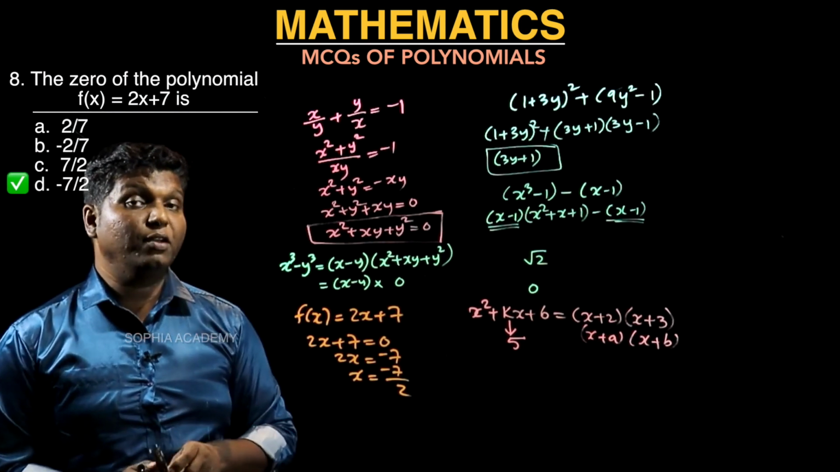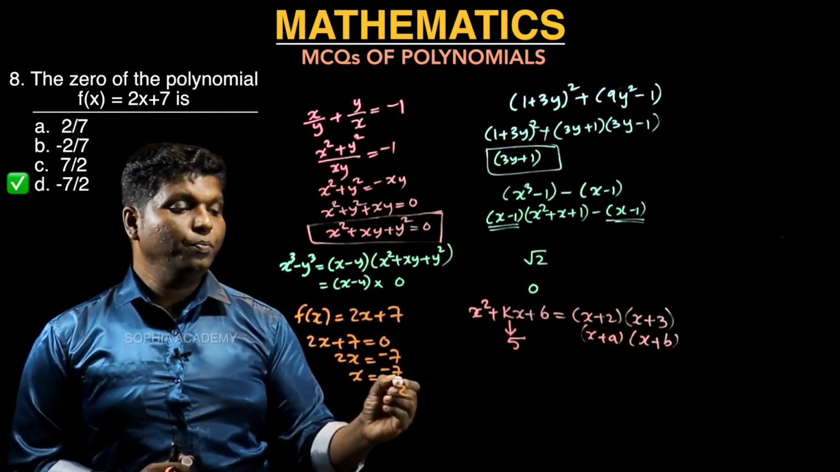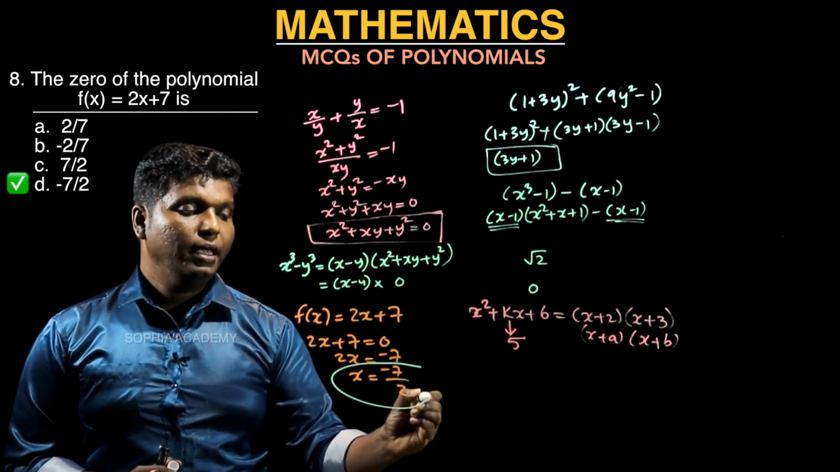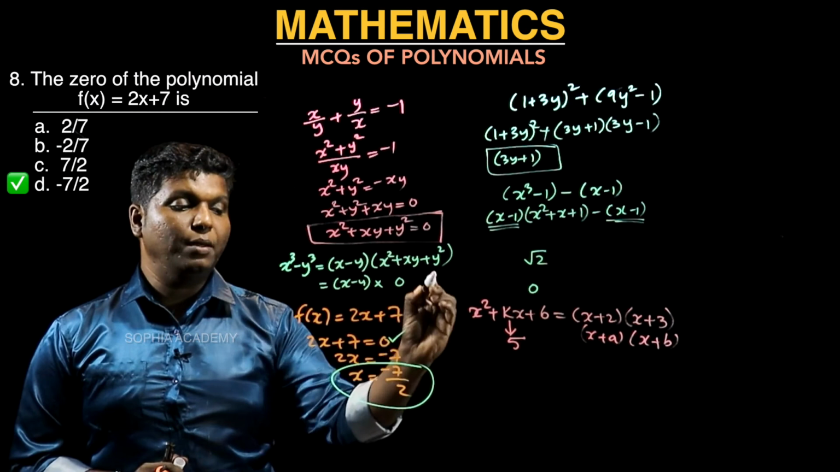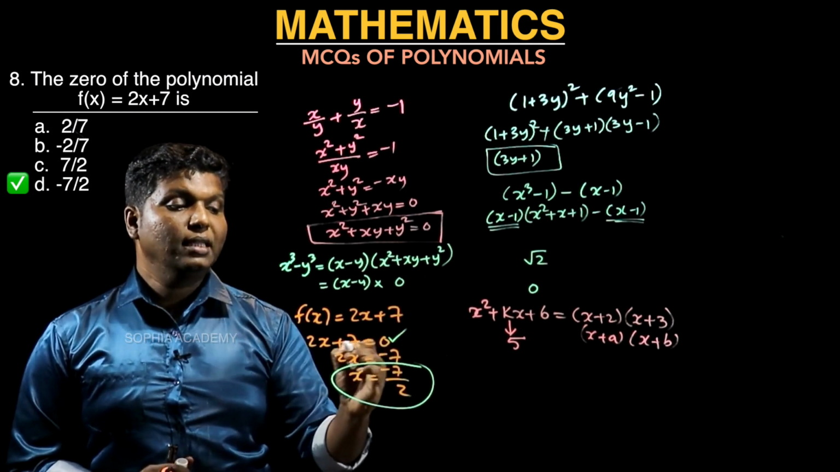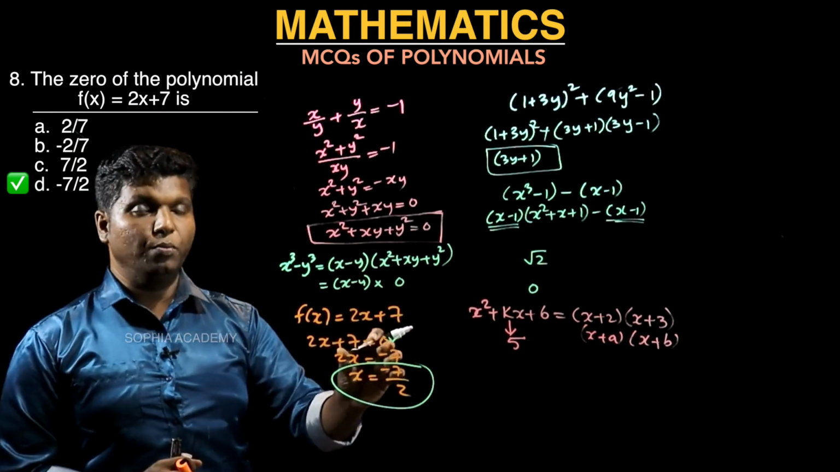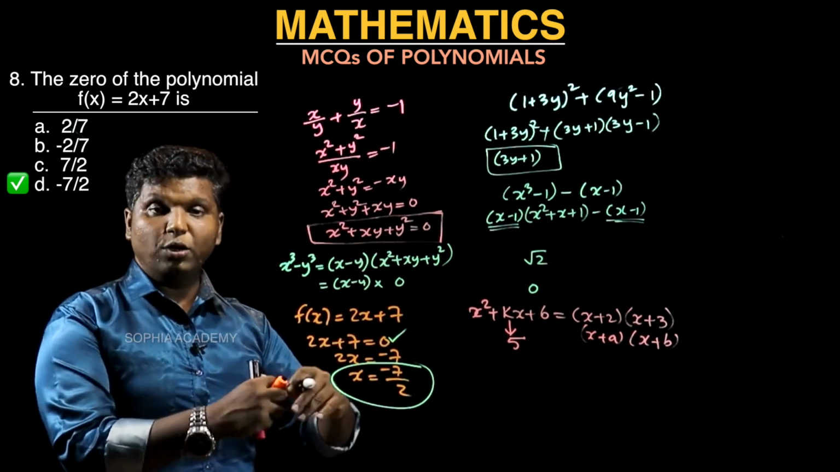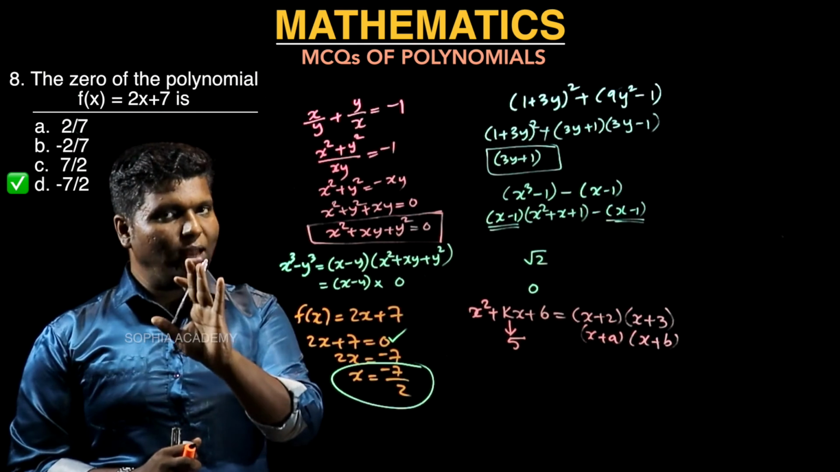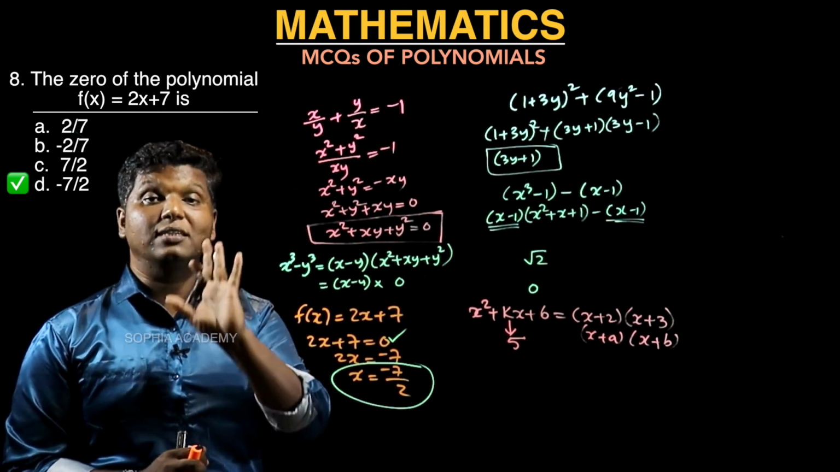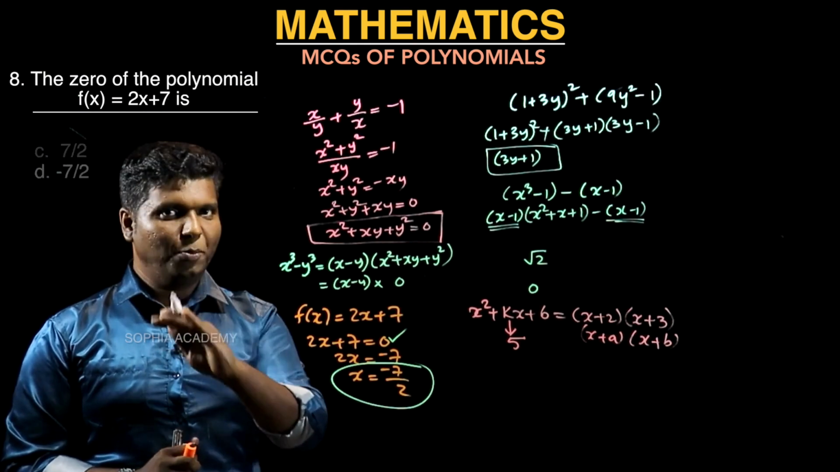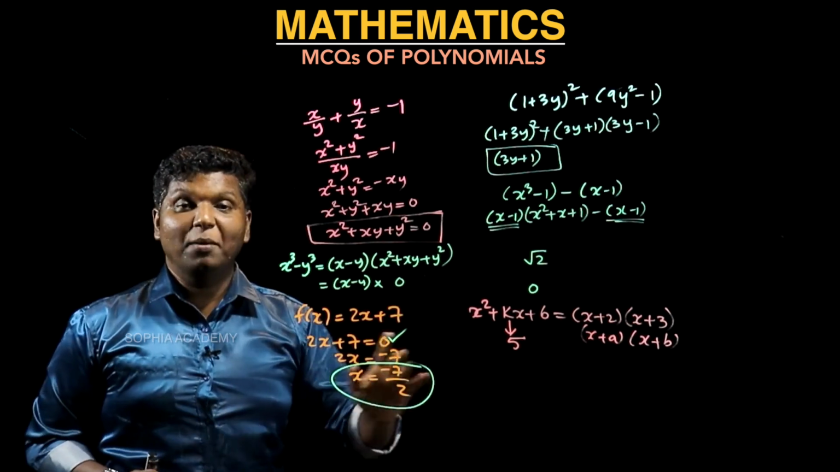Keep that in your mind. Whenever you want to find the 0, what you have to do? You have to equate it to 0. This is a very important topic. Means you have to equate the given polynomial to 0. And after equating it to 0, from that one you have to find the value of x. And that value is what we call the 0 of that typical polynomial. Hope you understood. So that's all about this chapter.